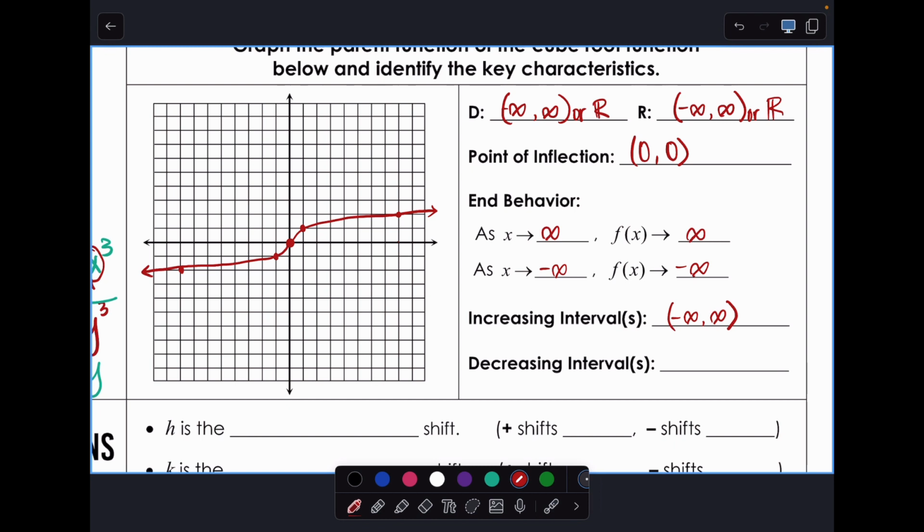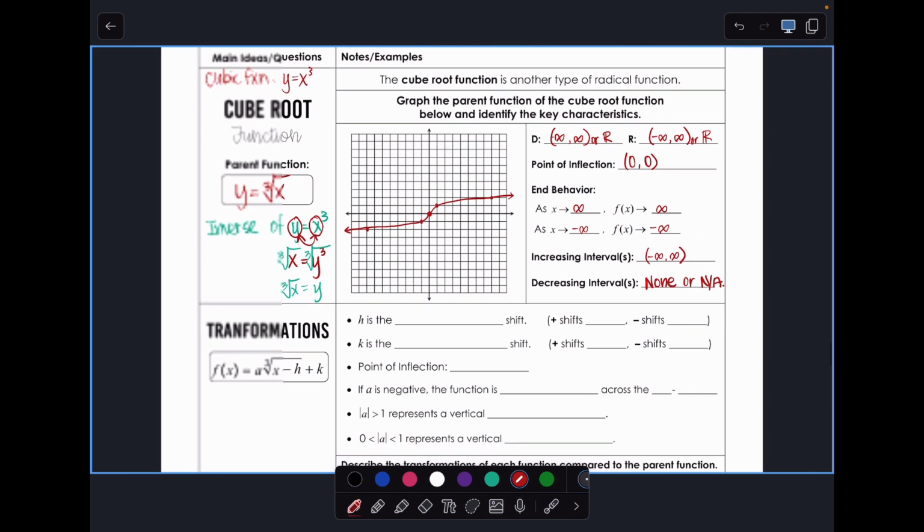No dip. Left to right. Always left to right when we're looking at increase and decrease intervals. Okay? And if I go from left to right, is there going to be any dips? Then there is no decreasing intervals at all. None. Okay? Or NA. I don't mind either way. Okay? Are we good? All right, here we go.